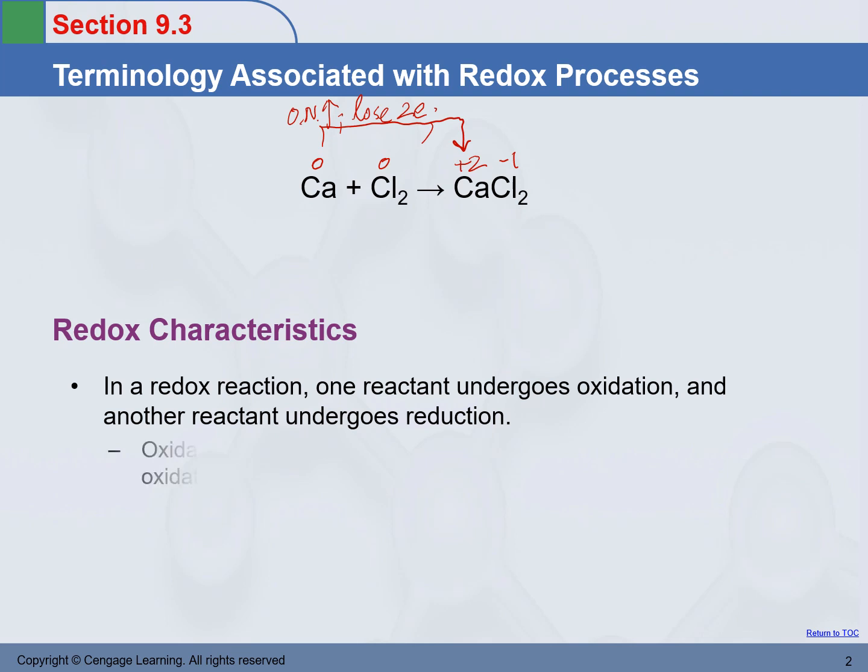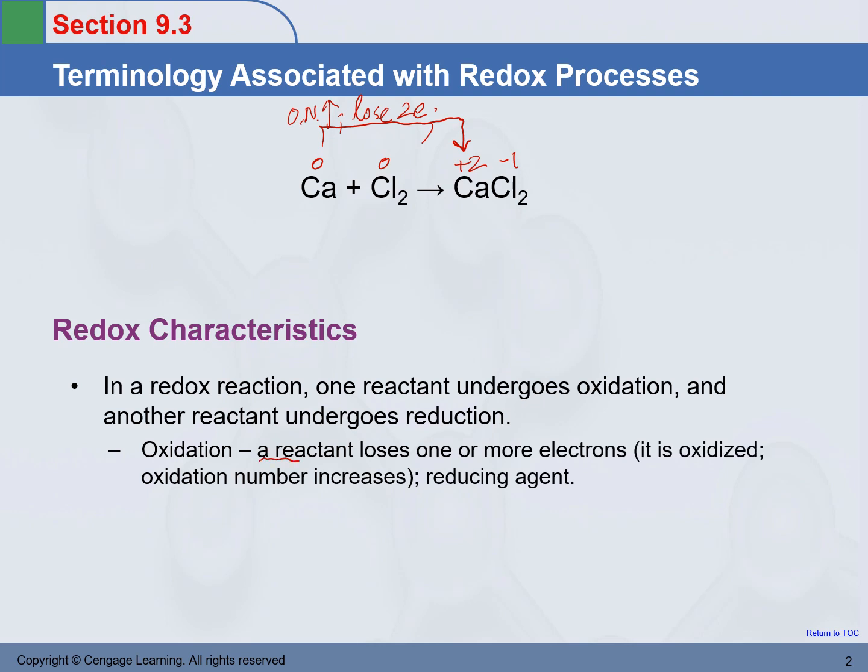So here we go. When an element or a reactant loses one or more electrons, we say that substance is oxidized. Oxidized will result in an increase in oxidation number. We also say that an oxidation reaction occurred to that substance. All right, so in this reaction, we can say an oxidation reaction happened to calcium. We can also claim calcium is oxidized.